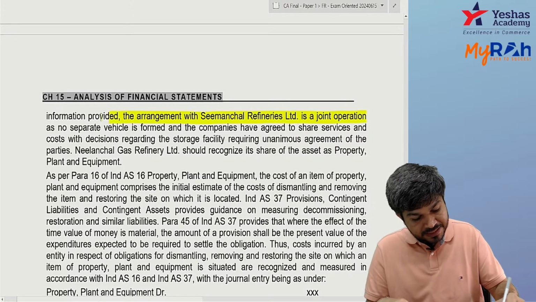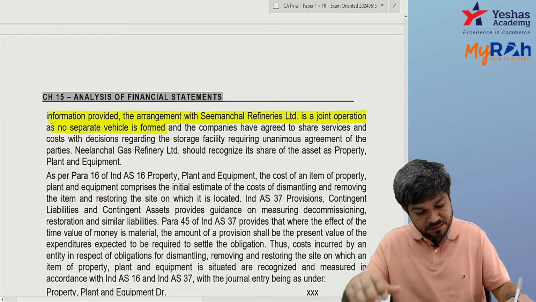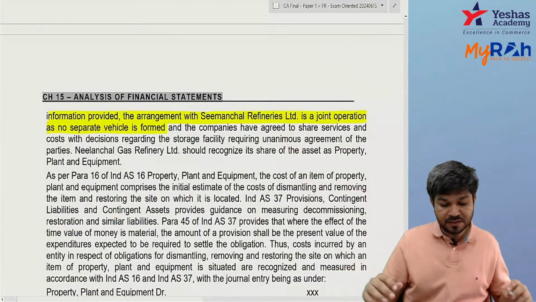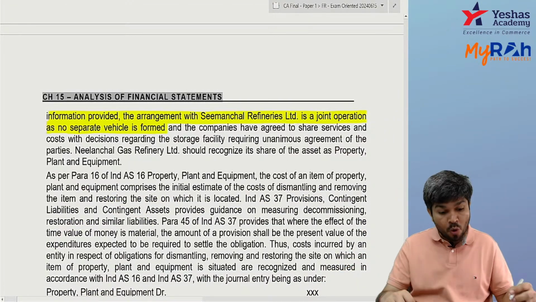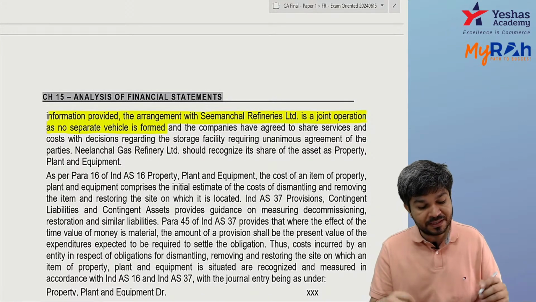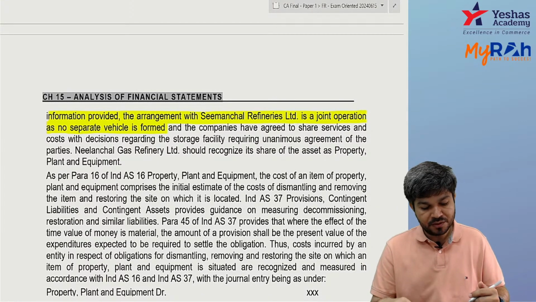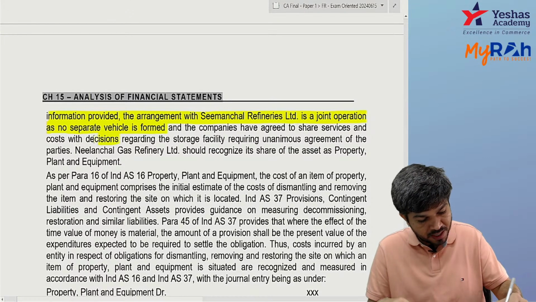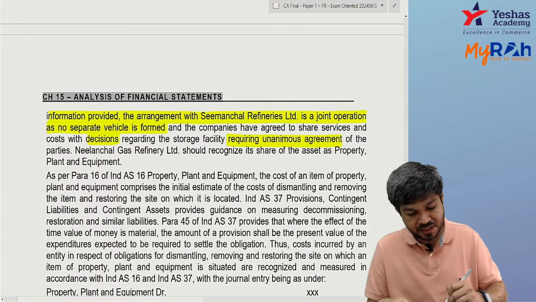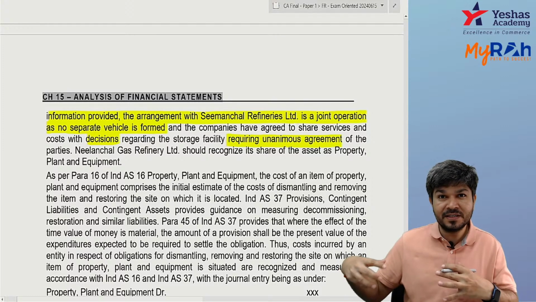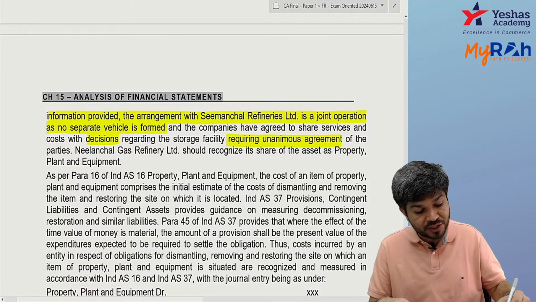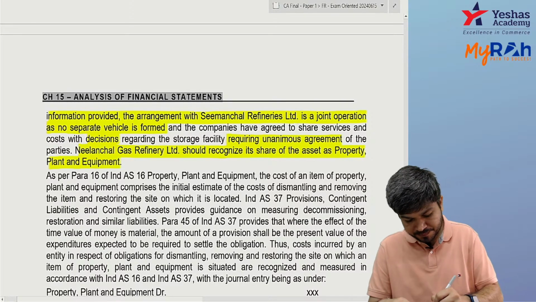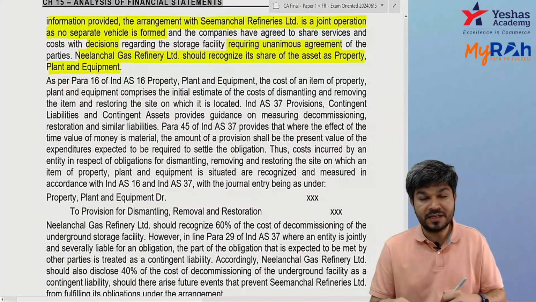Okay, so based on the above, the agreement with Simanchal Refinery Limited is a JO because a new separate vehicle is not formed, and the decisions require unanimous agreement. Now you will record the underground facility, it's PP. So you will record your share of PP. Nilanchal will record their share of PP.